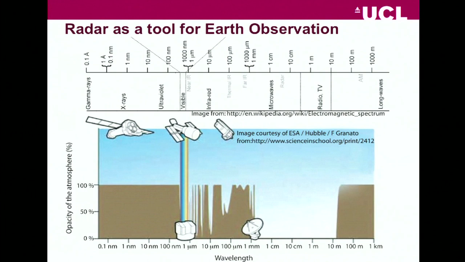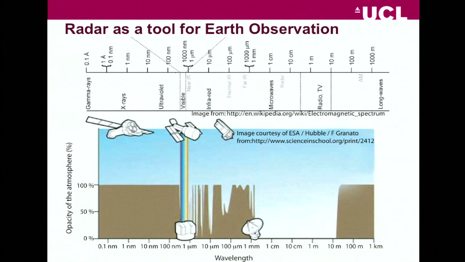So all of those satellites you saw on the last slide carry an instrument known as a radar altimeter. So the first bit of that is radar. Now, radar is a really useful tool for Earth observation. This diagram here shows the opacity of the atmosphere to different wavelengths of radiation. And I'm sure you're all familiar with the idea that an X-ray can see through your skin and it can make a map of your bones. Well, a radar can see through our atmosphere, it can see through the clouds, and it can monitor what's going on at the surface of the Earth. So that's why we use that frequency in Earth observation.